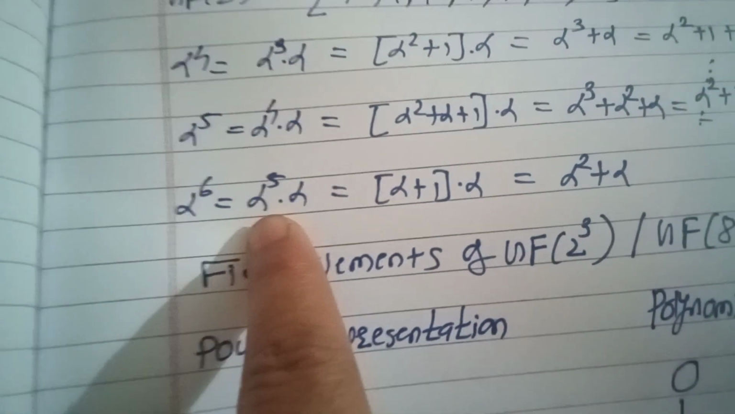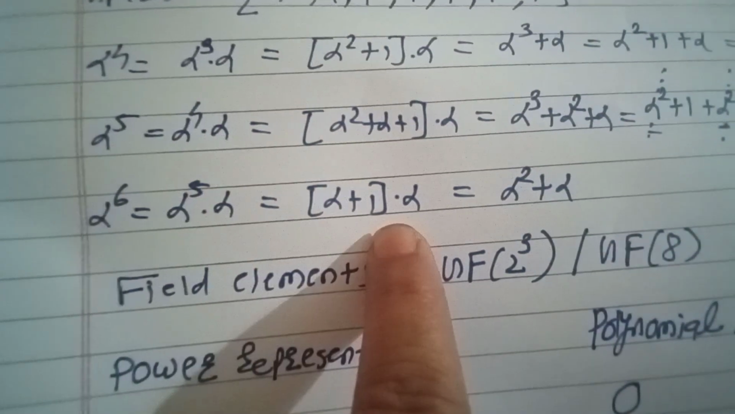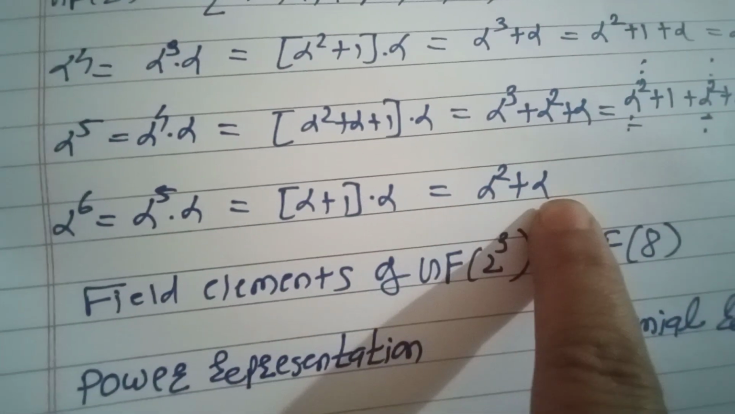Then alpha raised to 6 is alpha raised to 5 into alpha. So what is alpha raised to 5? That is alpha plus 1. So alpha plus 1 into alpha is equal to alpha square plus alpha.